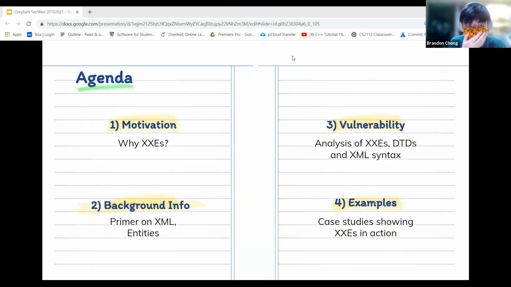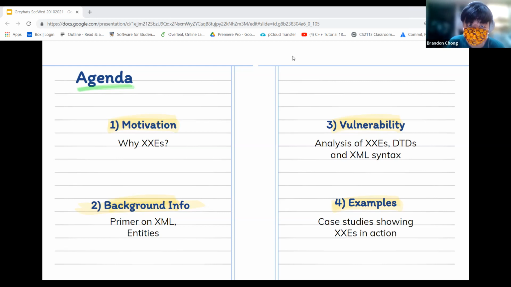So this is the agenda for my presentation. Firstly, I'm going to talk about the motivation for presenting on XXE. After that, I'll go into a bit of background info, which is essential for you to understand how exactly XXE attacks work. It's pretty much just a primer on XML itself, as well as the different terminologies within the XML syntax, such as entities, etc.